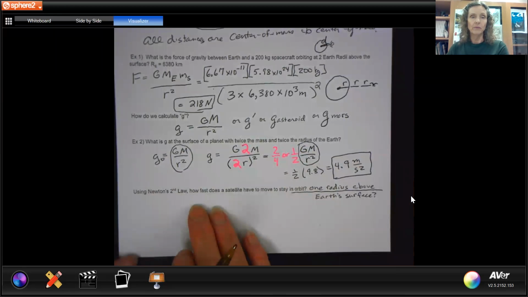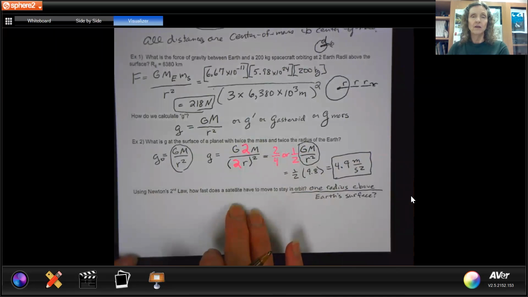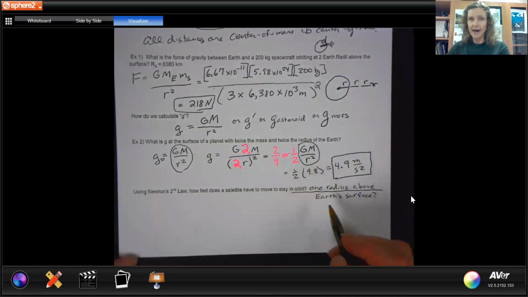Now, there's another problem here. Using Newton's second law, how fast does a satellite have to move to stay in orbit? We'll do that one algebraically, but I want you to add this follow-up question. How fast does a satellite have to move to stay in orbit 1 radius above Earth's surface?